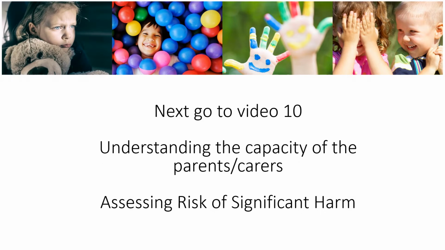Once you have worked through video 9 of the Assessing Risk of Significant Harm course, please progress to the next part, which is video 10. In video 10, we start looking at section 1 of the Risk 2 form, where we look at the capacity of the parents or carers to meet the child's needs and protect them from harm.